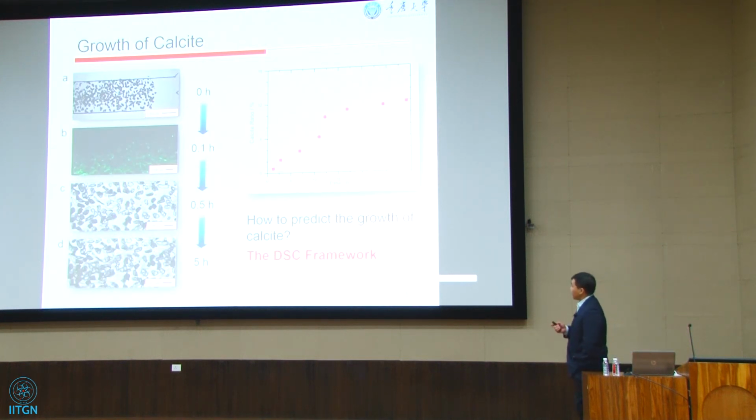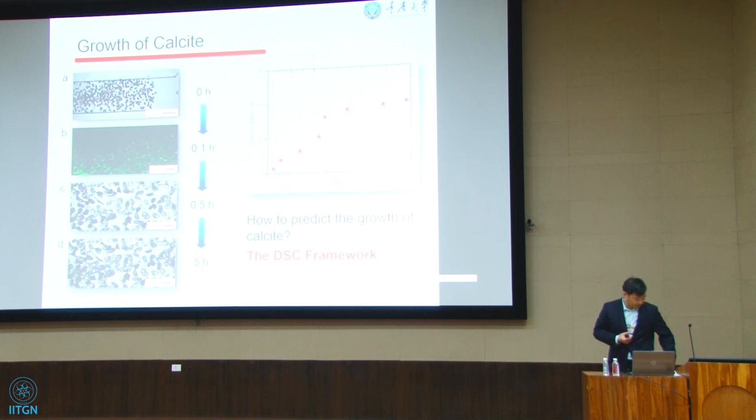We can see from the left of the figures that at the beginning there's no obvious calcite. After half an hour, we see something left behind, the calcite. After 5 hours, we see more obvious calcite, meaning the calcite is growing larger and larger among the pore space of the sand and the sand contacts. So we put forward a question: how to predict the growth of calcite? We use the DSC framework.